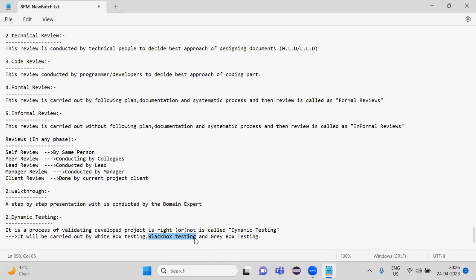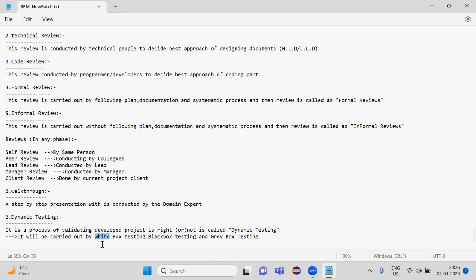One is system level testing, and second one is user acceptance testing. Clear? Coming to gray box. Gray box is nothing but a combination of white box testing and black box testing. That is called gray box testing. Clear? What is meant by white box testing?